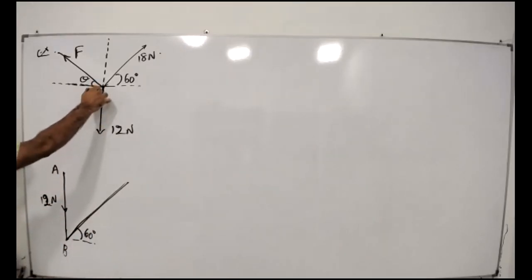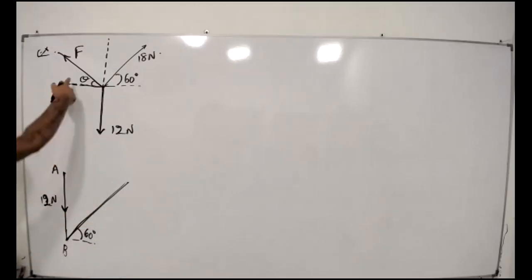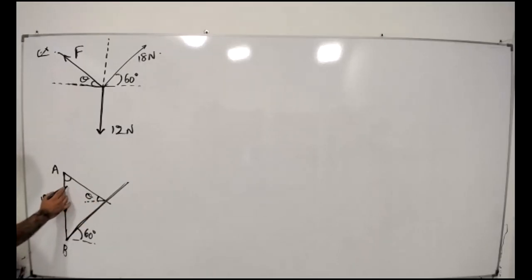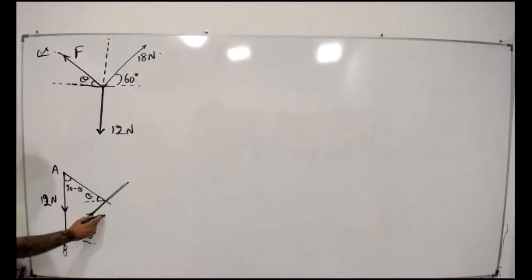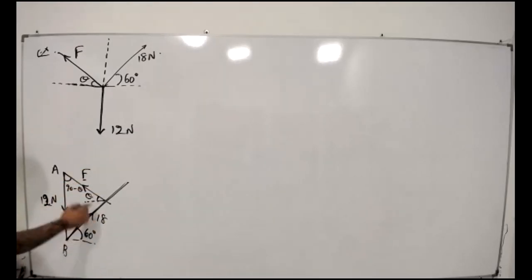Now understand, when you have a line of action like this, the corresponding line in the scale drawing should be parallel to this line. This line should be parallel to this one, right? Then 60 degrees, and this line should be parallel to that one, right? So something like this. Then again, this angle is theta, this is 90 minus theta, right? So this way 18, this way F. 12, 18, F. This angle is 30.